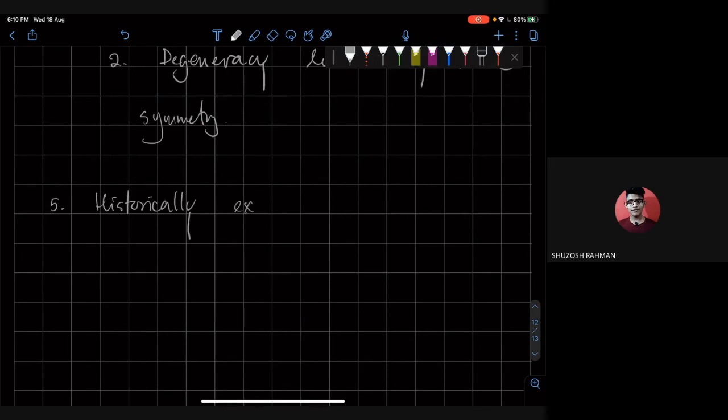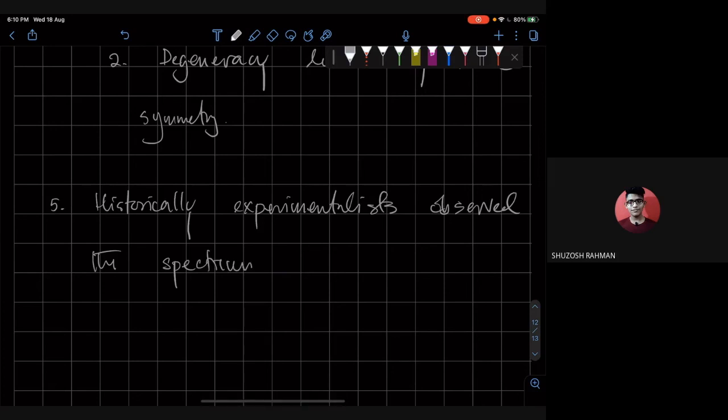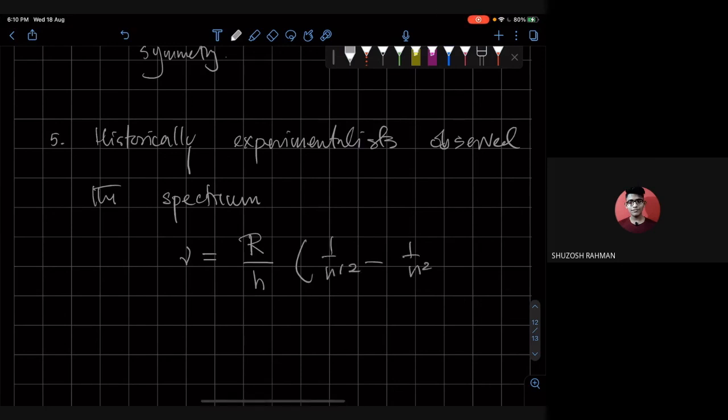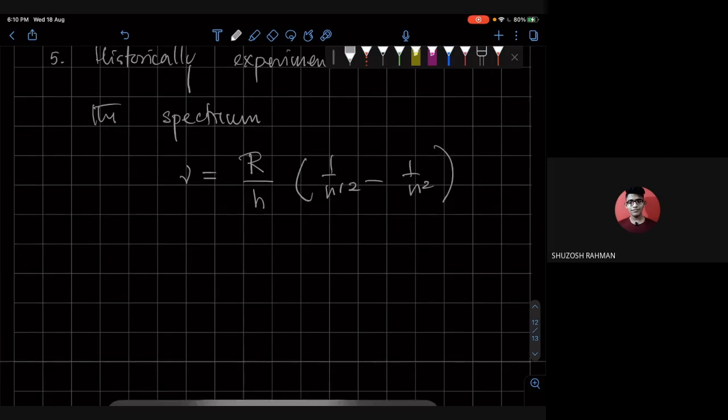that is before the analysis of hydrogen atom, experimentalists observed the spectrum. I told you what the spectrum is, right? How to derive the spectrum. Historically the frequency was given by the Rydberg constant divided by h, Planck's constant, times 1 over n prime squared minus 1 over n squared. So these were series which were given different names for different values of n prime.